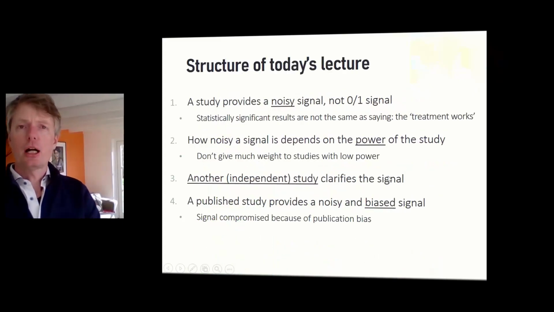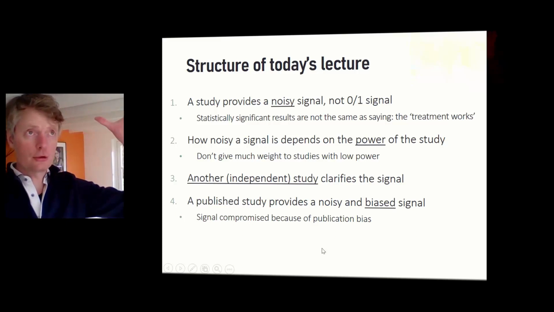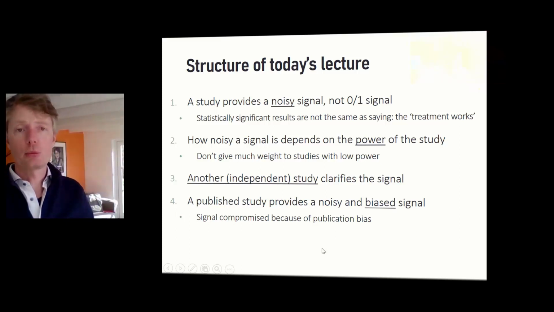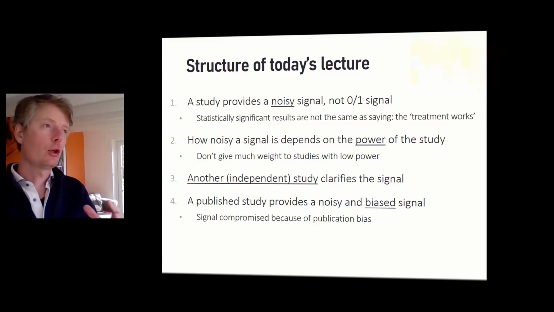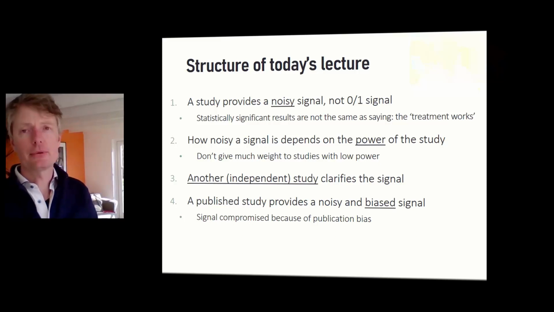The structure of the later clips is as follows. We made point one, that a study provides a noisy signal, and we should not follow this dichotomania, thinking in black and white, 0, 1. Secondly, we will apply this way of thinking to the results of your own empirical work, and then we'll see that it all depends on the statistical power of your study, i.e. that if you find a statistically significant effect but the power of your study is very low, then you should not assign too much value to this signal.